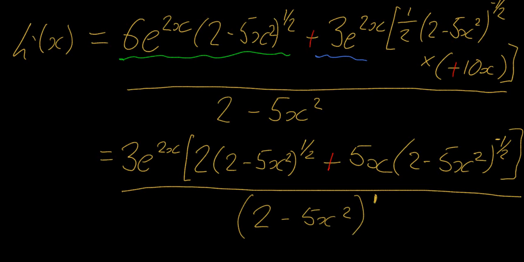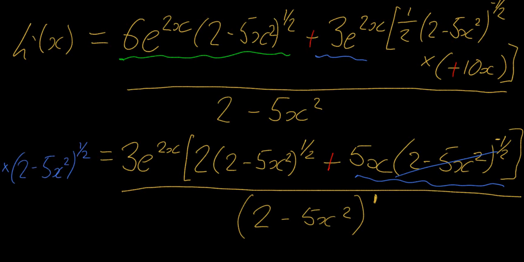Now, if you do this over here, then you can actually get rid of one of these 2 minus 5x squared terms because you've got a negative index here. That's quite tricky to work with. Negative index means that you're going to end up with some sort of fraction over here with this term. And that's not what you want. You want to be able to just cross this out. And to do that, you're going to need to multiply by 2 minus 5x squared to the power of half.